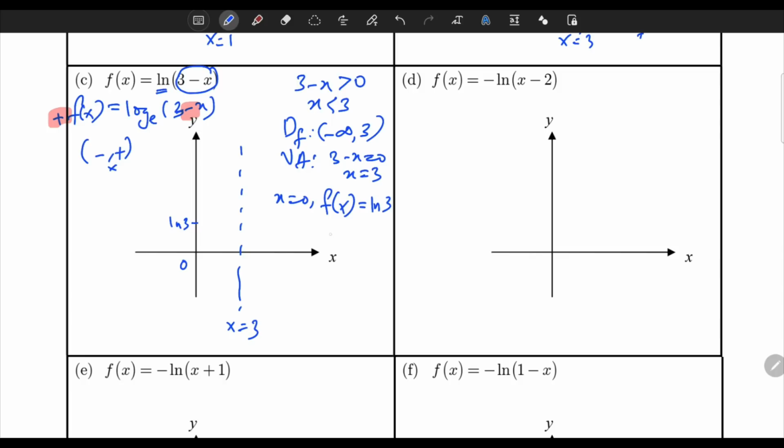So let's say our x-intercept, or f(x) equal to 0. So that will be ln of 3 minus x equal to 0. Don't forget this is base e. So 3 minus x equals e to the power 0. So 3 minus x equal to 1. So x equal to 2. So there you go. 1, 2. So let's connect all the dots, all the points. So it will be something like this. Oh, looks awkward, isn't it? So let's do it again. Okay, something like this.